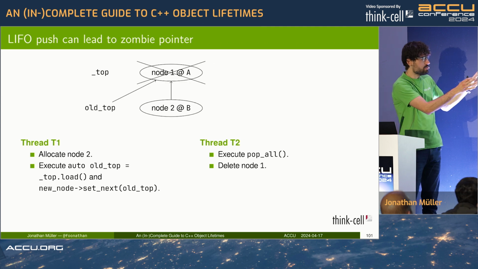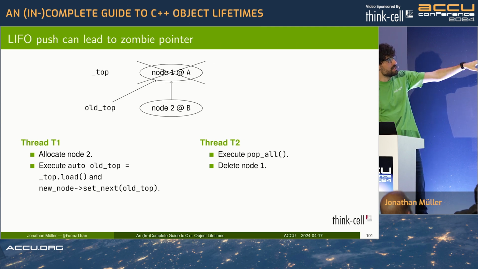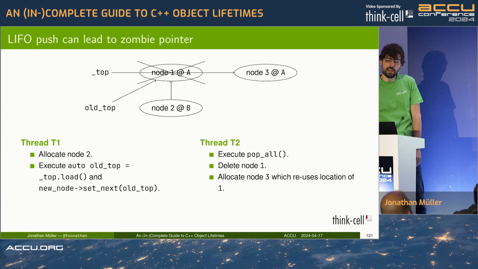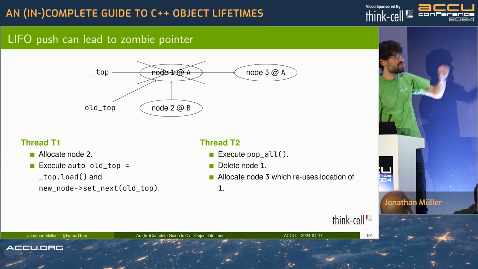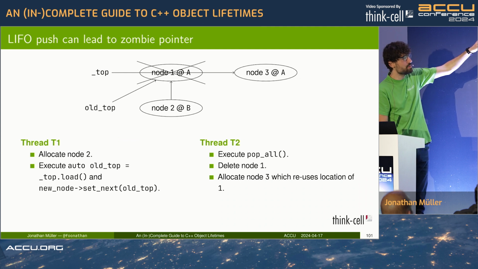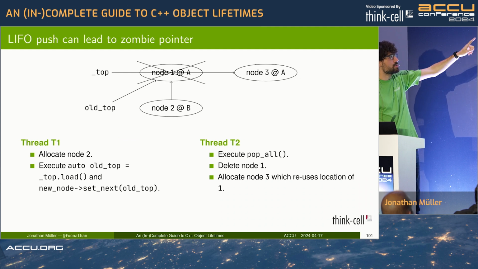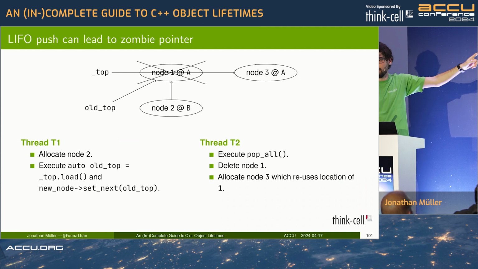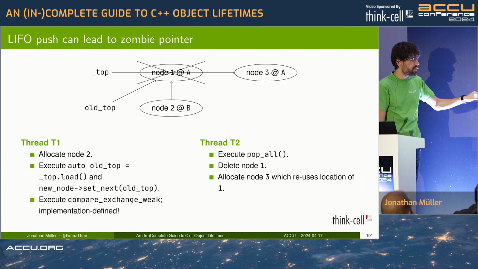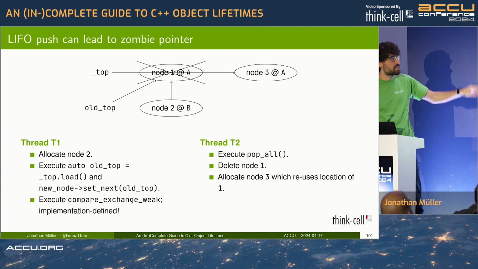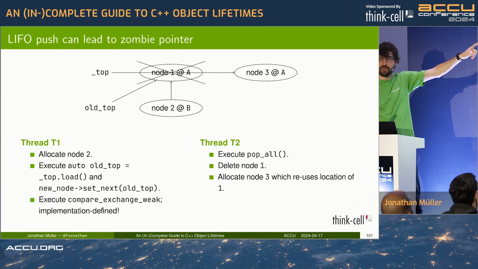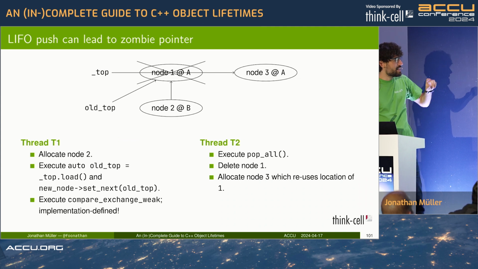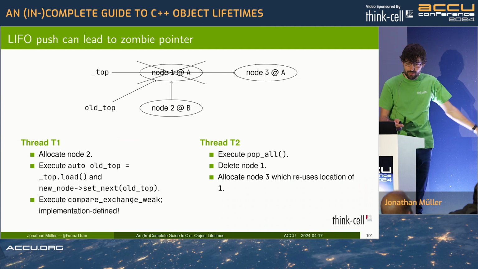Consider we're in this situation. T2 deleted node 1. It now allocates another node, which happens to reuse the same memory and successfully pushes it. So top points to node 3, and old top points to node 1, and node 2's next points to node 1. Then the compare exchange weak is also implementation defined, because old top points to deallocated memory, logically. It has the wrong provenance for the different top. And like, what can the comparison do here?